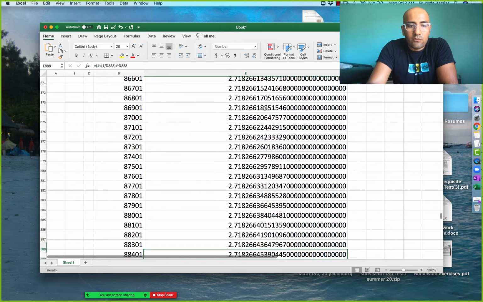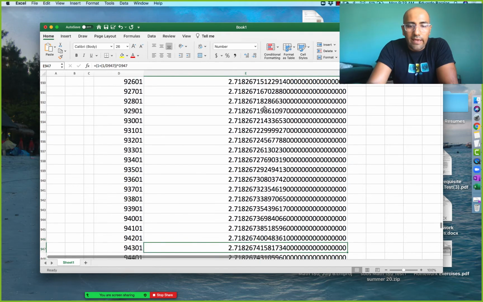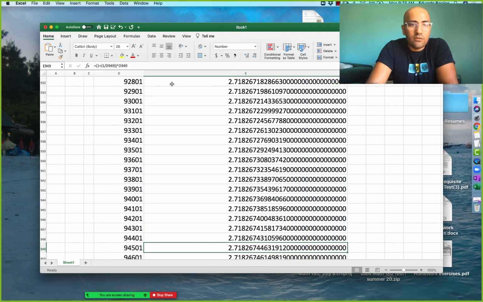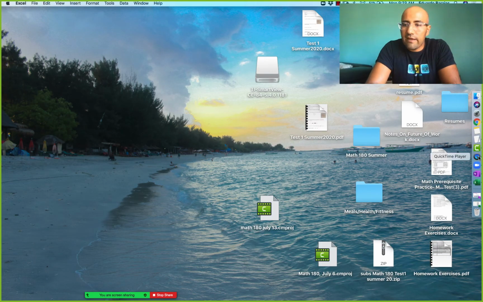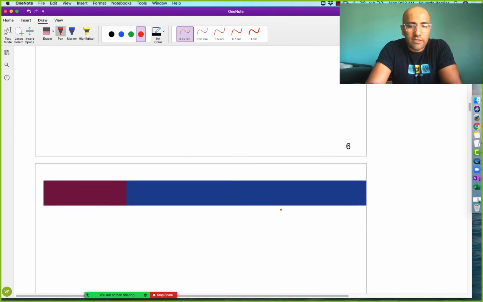So e is what we call an irrational number. It's a number that goes on to infinity and never repeats itself. There's no pattern to its repetition. If we had a really powerful computer and really pushed a very, very high value of n, we would get an even better approximation of what e is. But of course, we would never get the complete, exact answer.